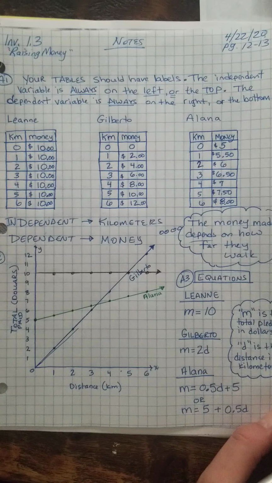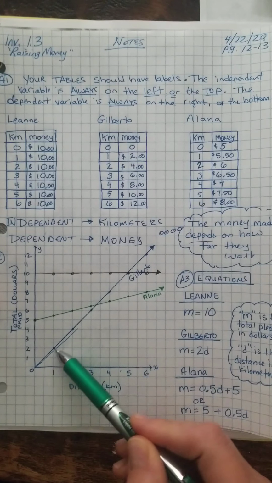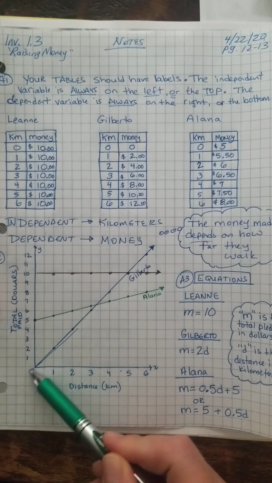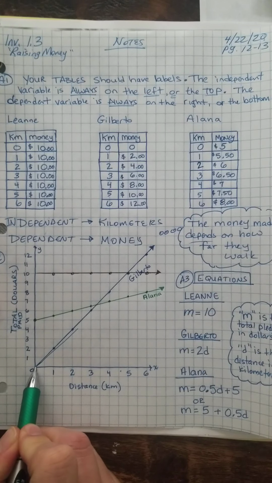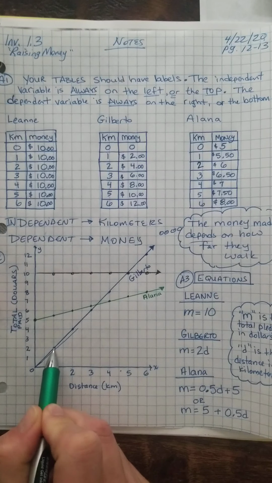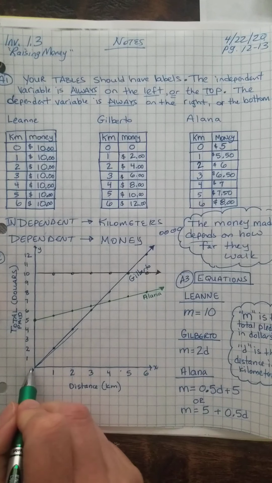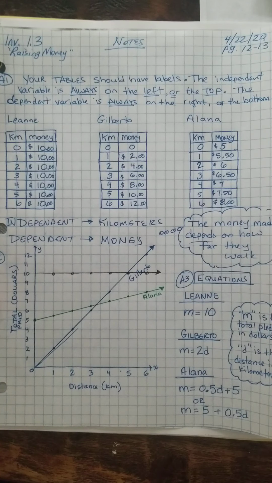Your graph should look like this. Gilberto again looks very similar to what we've graphed in the past. So he starts at 0, 0, and then he goes over 1, up 2, over 1, up 2, or you can think of up 2, over 1, up 2, over 1. You can see the stair step happening there.